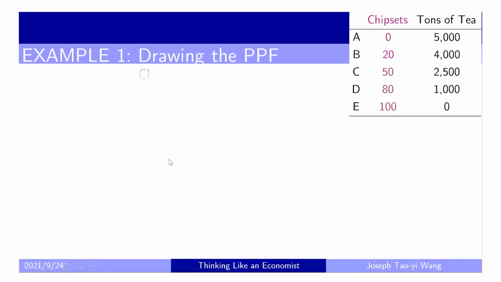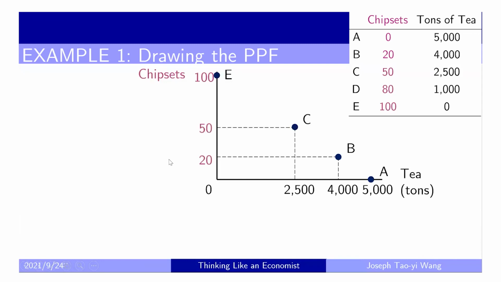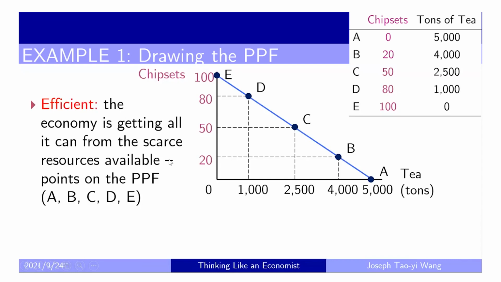You can actually draw this PPF, production possibility frontier. 0 chipsets and 5,000 tons of tea, that's point A. 100 chipsets and 0 tea, that's point E. The points in between: 20 chipsets and 4,000 tons of tea, that's point B. 50 and 2,500, that's point C. 80 chipsets and 1,000 tons of tea, that's point D. This whole line is your production possibility frontier.